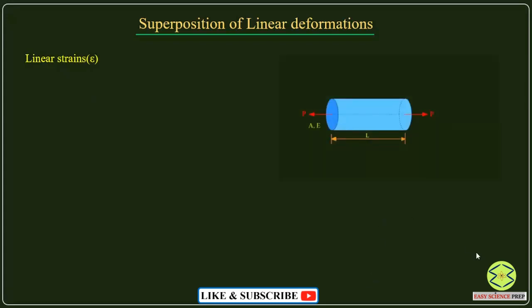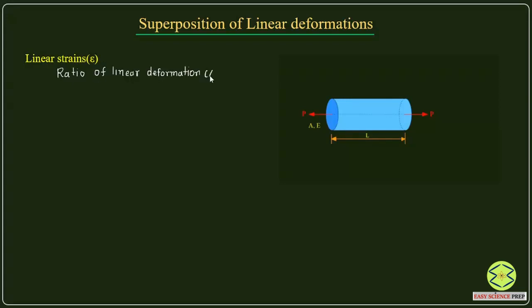If you look here, we have a bar of length L having area of cross section A and Young's modulus E. When this bar is subjected to the tensile load P, it is going to deform and there will be elongation. Delta L is the elongation in the length of the bar. The linear strain is defined as the ratio of the linear deformation, delta L, to the original length of the bar, that is L. This ratio is called linear strain.